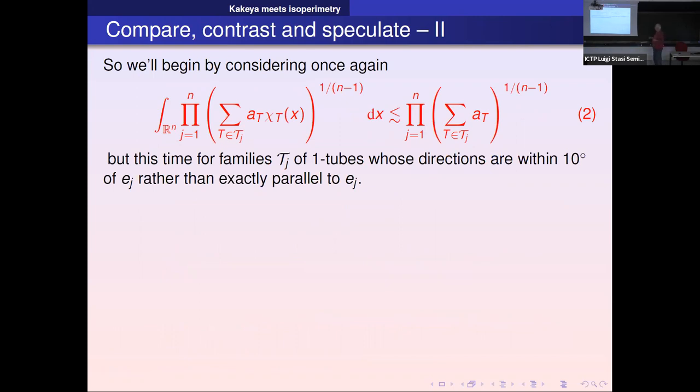Okay, so we begin. We write down the same thing as the Loomis-Whitney inequality. This is what the Loomis-Whitney inequality was. If the tubes T_j can be exactly parallel to the j-th basis vector, this is the Loomis-Whitney inequality. But we're going to relax that, and ask whether this might be true if the directions of the tubes in the j-th family are allowed to be within, say, 10 degrees, some small amount, of the j-th standard basis vector. That might seem a fairly mild relaxation, and you might think the proof is going to be similar to the proof of the Loomis-Whitney inequality, and easy. But in fact it's actually quite a lot harder.